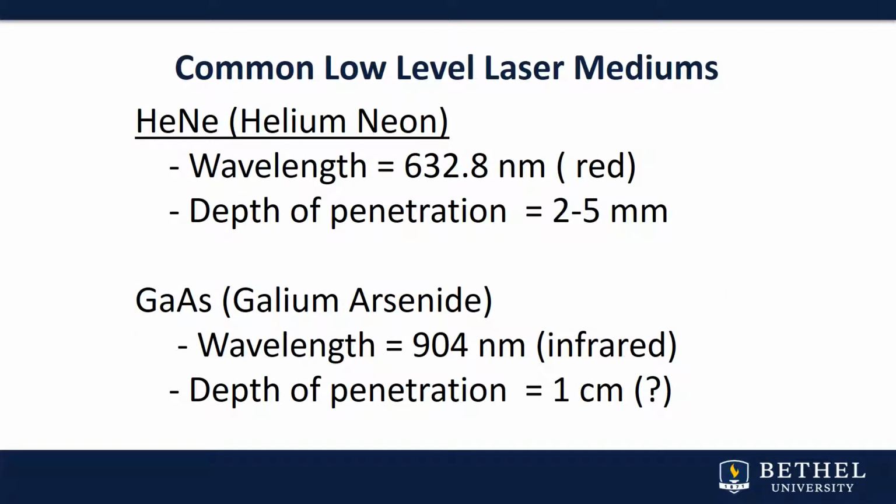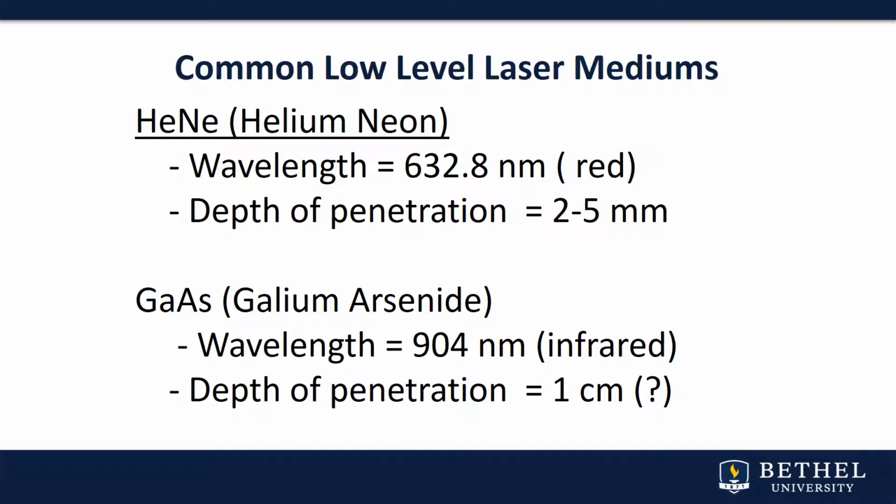The gas inside of the laser oftentimes is helium neon, which has a wavelength of 632.8 nanometers and appears red. The depth of penetration is only 2 to 5 millimeters, so you can see why we use lasers primarily for superficial or skin wounds or healing. Gallium arsenide has a wavelength of 904 nanometers. It appears as infrared, and the depth of penetration of that is potentially 1 centimeter, which would be more effective to deeper tissues.